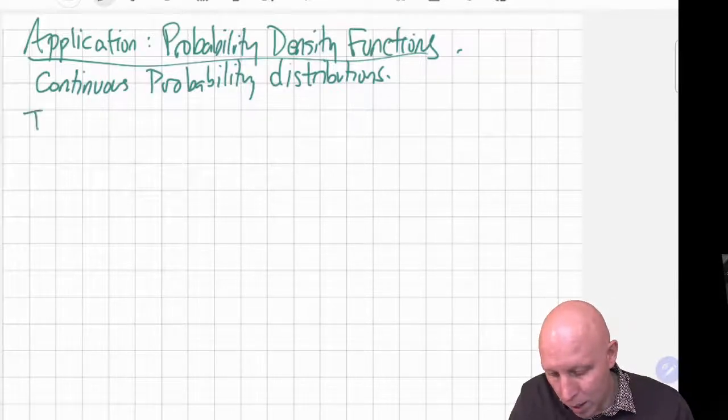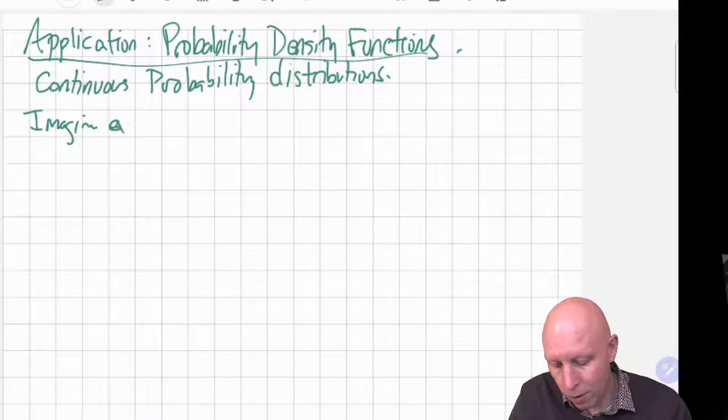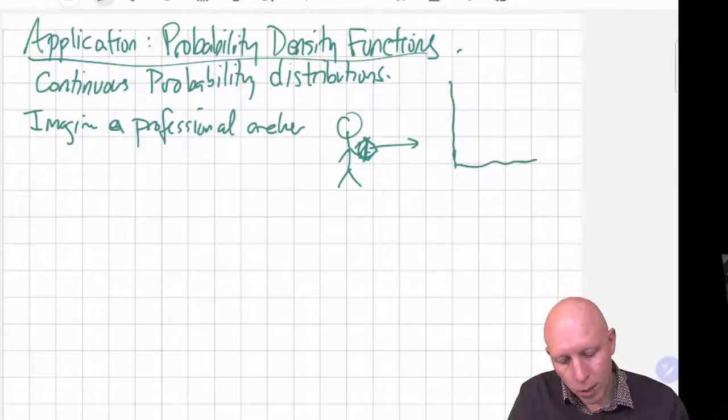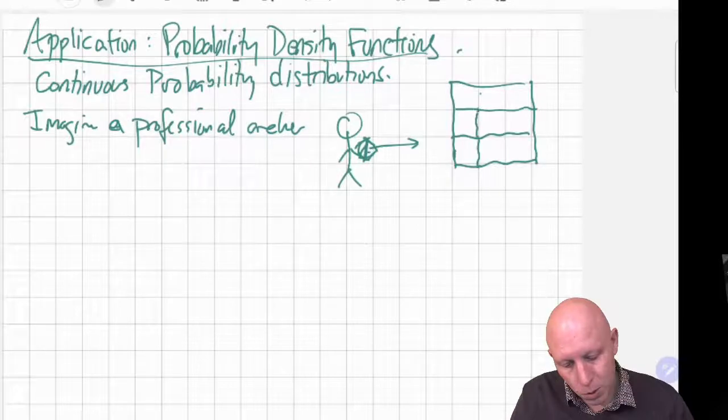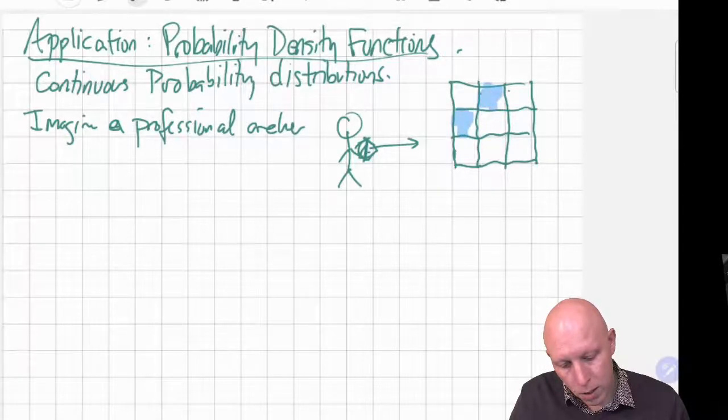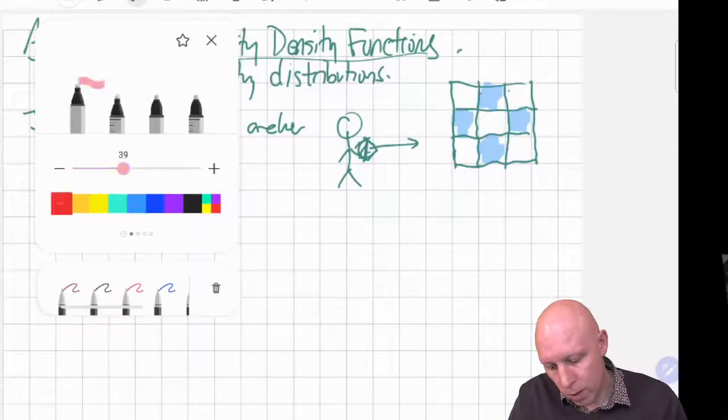So let's imagine a professional archer. Here's our archer. They are shooting their arrows over in this direction. They're going to aim for this target, and what I first want to do is talk about a rectangular target. It'd be better if we had some straight lines, but we're super wiggly. I'm going to color in some of these regions. We like red for the middle, and then we'll put some yellow on the outside.